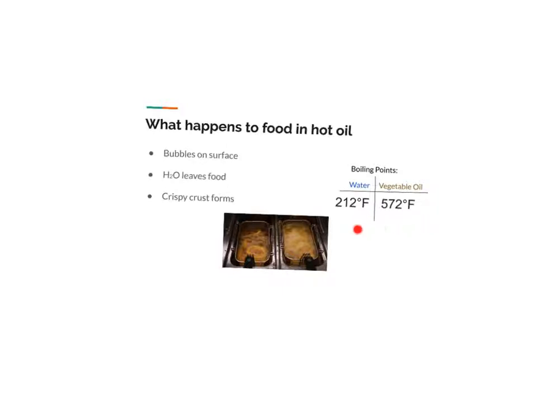Here is a comparison of the boiling points of water and vegetable oil. As you can see, the boiling point of water is about half that of the boiling point of vegetable oil. So when the temperature of the oil reaches 212 degrees Fahrenheit, the water will transform from a liquid into a gas, while the vegetable oil remains liquid. So the H2O evaporates out of the food. This causes the food to dehydrate, and it forms a crispy crust on the outside of the food.